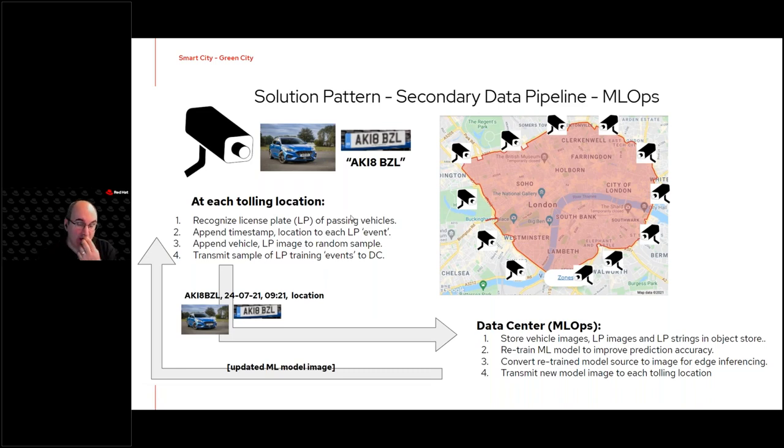So here we are doing this for the MLOps because of course we don't want to send back each and every image into the core. There's no need for that because we are doing the inferencing at the edge. We are already recognizing the license plates at the edge. But sometimes we want to send the full package of data back so that we can do this retraining.